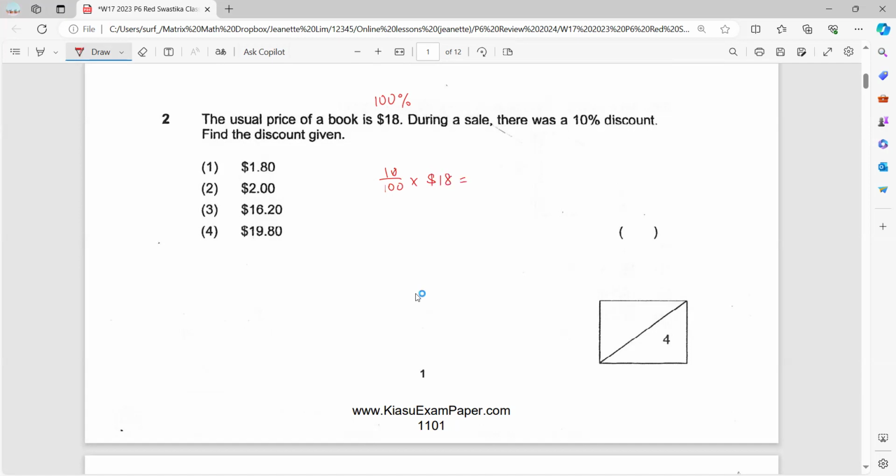So 18 divided by 10, 18 over 10. 18 over 10 is $1.80. Just shift the decimal place one time. Okay, from the back, you shift it one time here. So answer is 1. So we're finding the discount, not the discounted price.